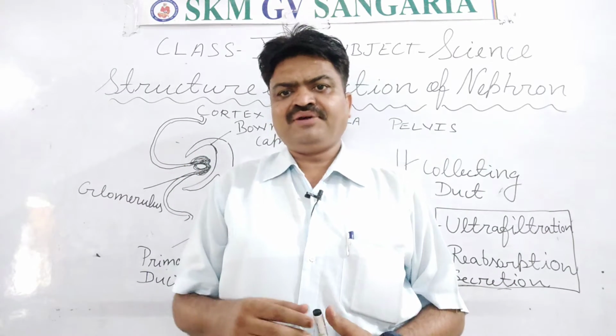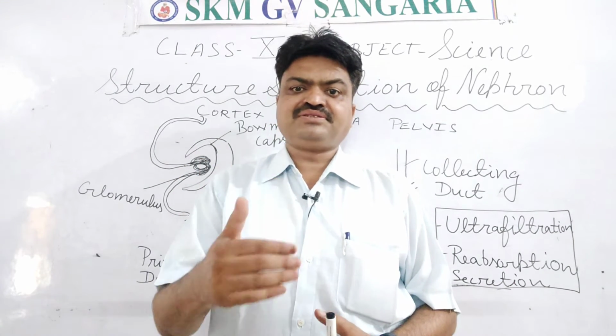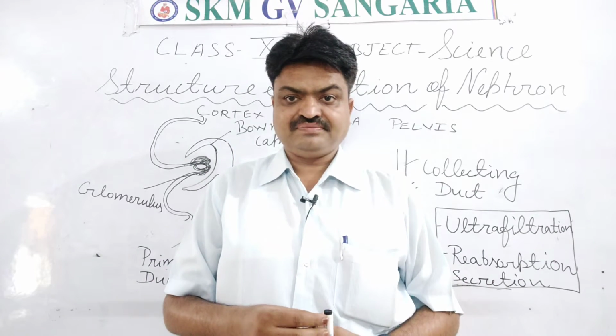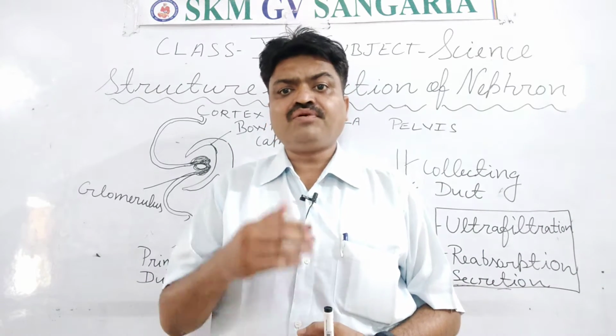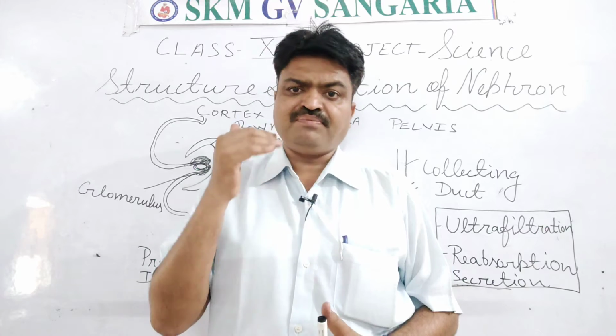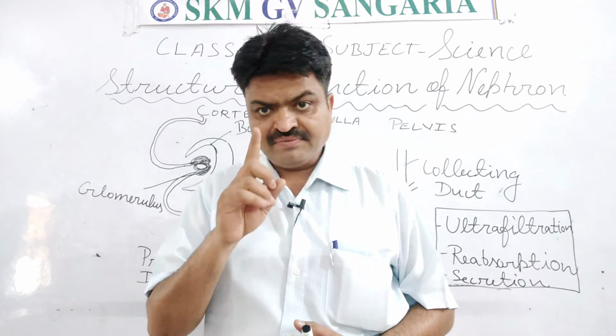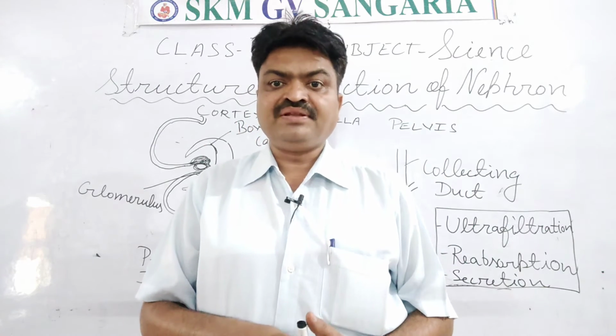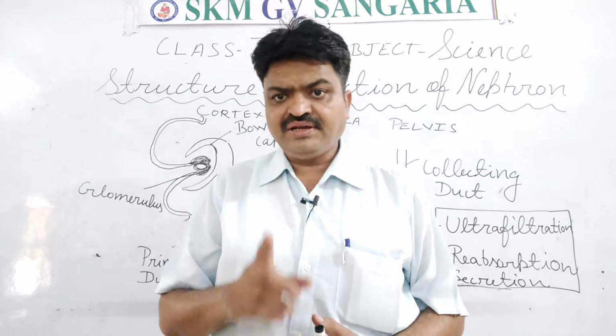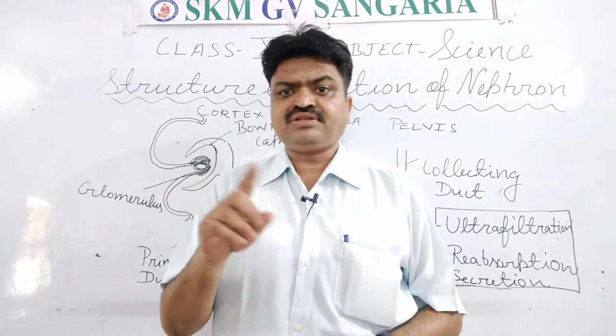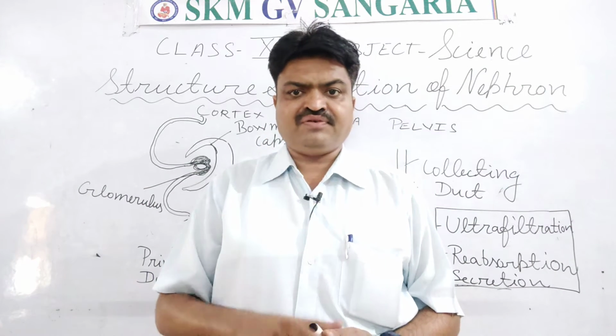In our previous segment we discussed the structure of the kidney, and that the kidney performs all its functions with the help of one basic unit of the human urinary system. And what is it? It is the nephron. So today we will discuss the structure and function of the nephron.